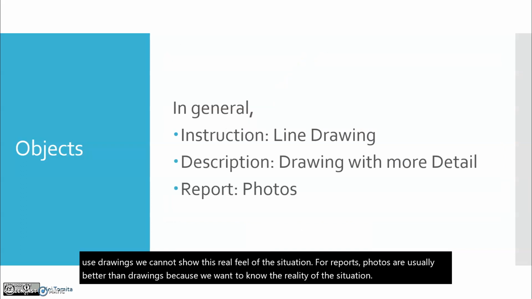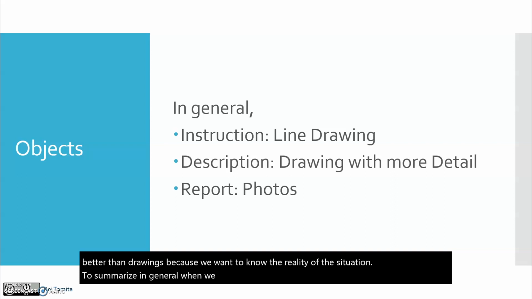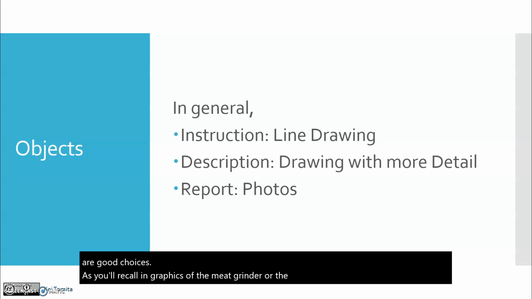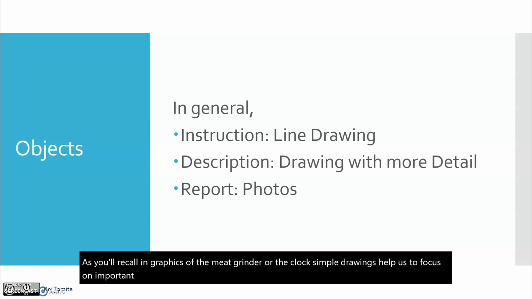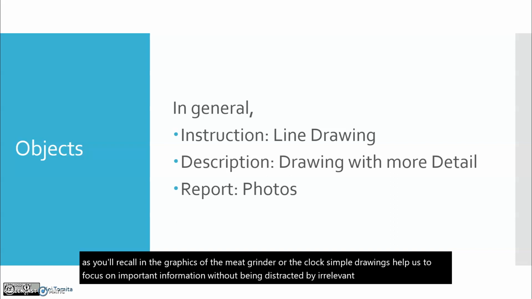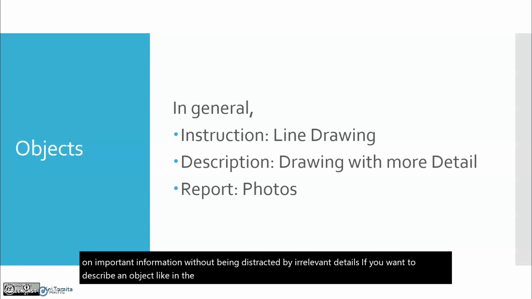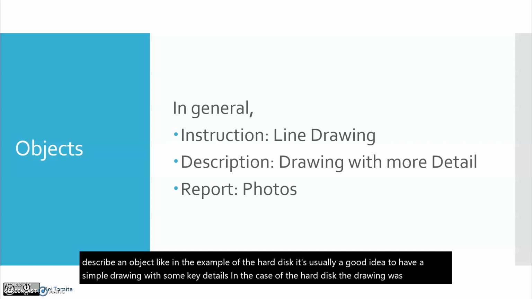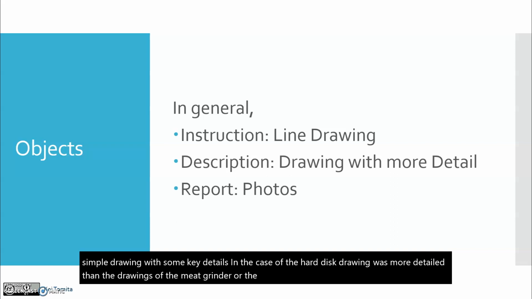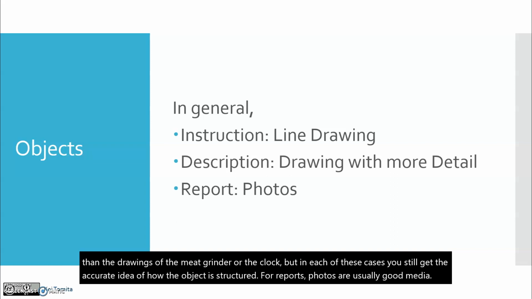To summarize, in general, when we give instructions or describe objects, simple line drawings are good choices. As you'll recall, in the graphics of the meat grinder or the clock, simple drawings help us to focus on important information without being distracted by irrelevant details. If you want to describe an object, like in the example of the hard disk, it's usually a good idea to have a simple drawing with some key details. In the case of the hard disk, the drawing was more detailed than the drawings of the meat grinder or the clock, but in each of these cases, you still get the accurate idea of how the object is structured. For reports, photos are usually good media because you can depict the reality of the thing or place.